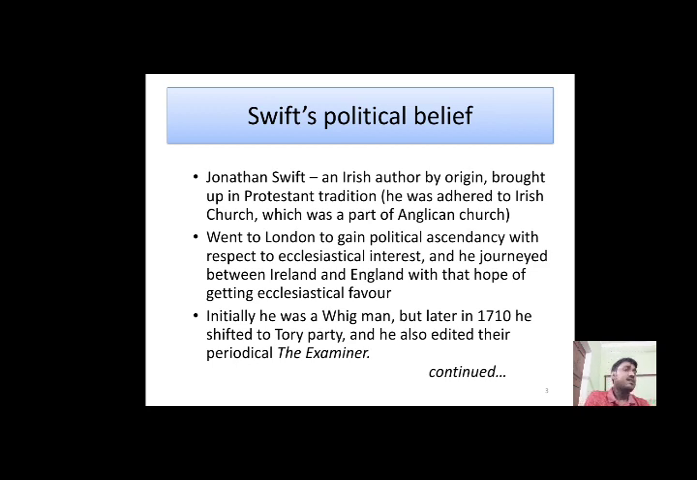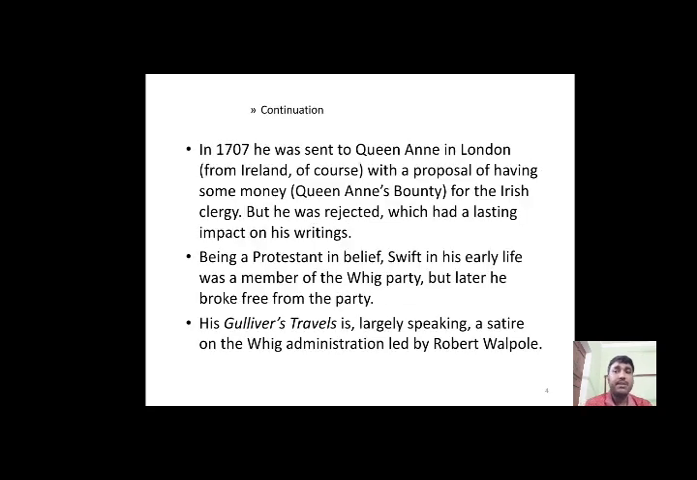Now, why did he change his party? That's the question. Why did he change from being a Whig man to a Tory man? That's the point here. In 1707, he was sent to Queen Anne, who was then in power in London. And he was sent, of course, from Ireland with a proposal of having some money, which is famously known in history as Queen Anne's Bounty for the Irish clergy.